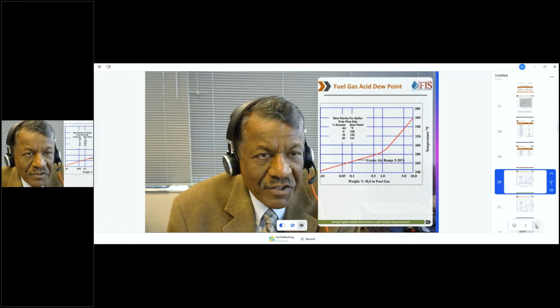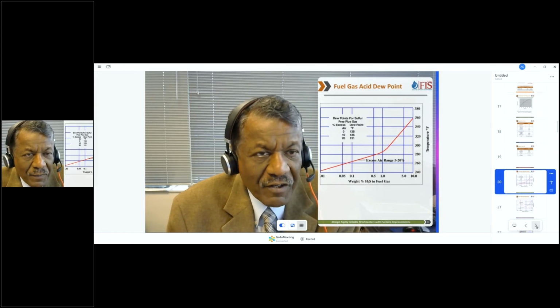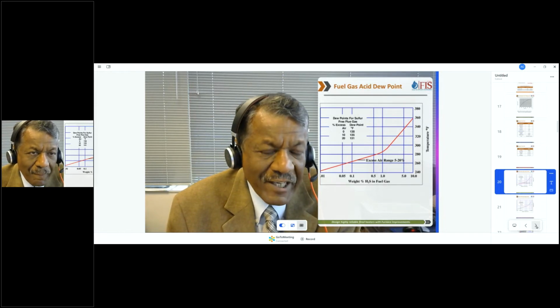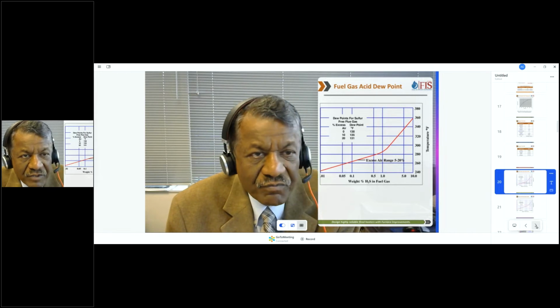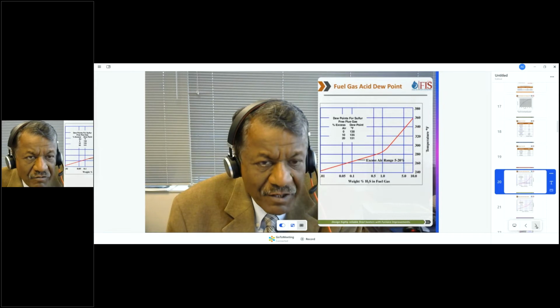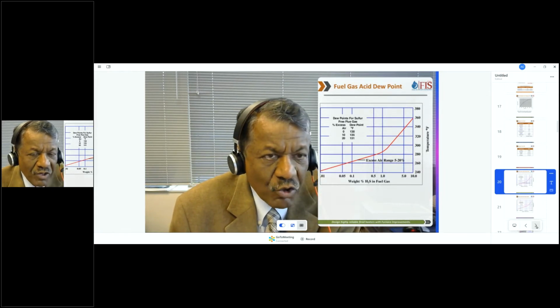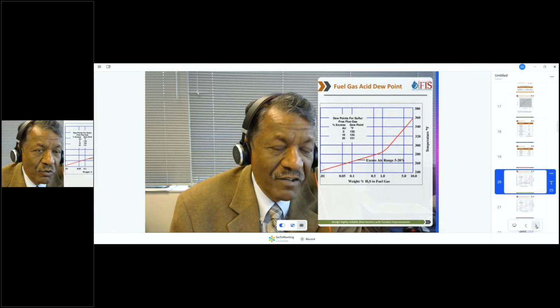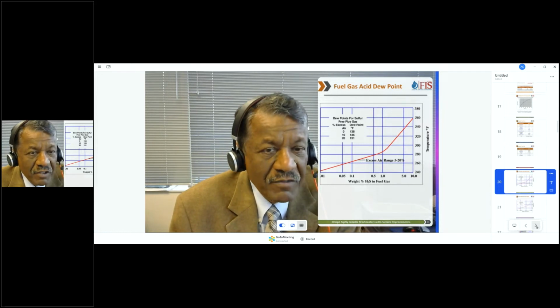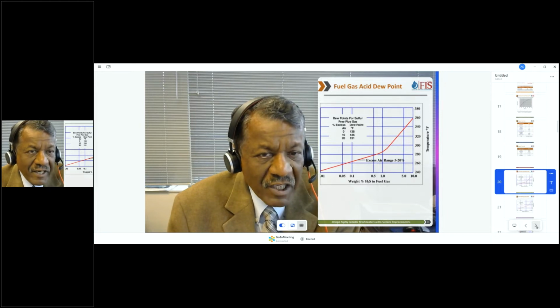And if you can see my slide, you can see if there is no sulfur, the dew point could be as low as 138 or 130. And that means we should be able to cool the flue gases all the way down to about 150 degrees. And when you cool it down to 150, maybe we will be having efficiency of about 95, 96, even 97%.